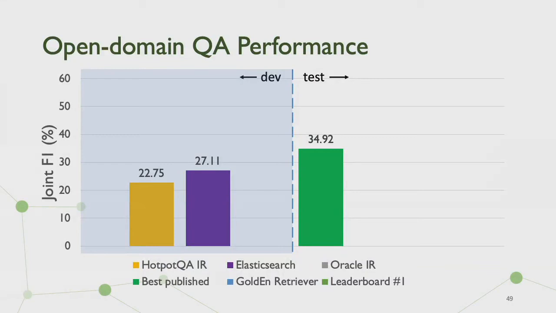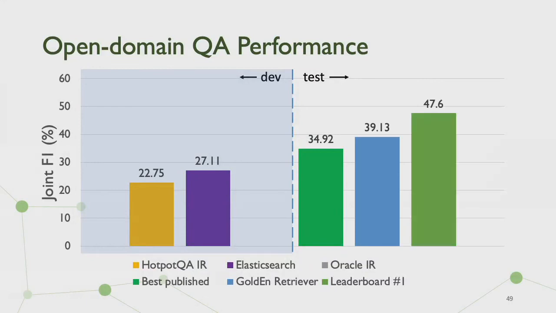So, yeah, like I was mentioning, Elasticsearch is not enough to make up the difference between the state of the art at the time, the best published paper result at the time, and our question answering component. If we just apply our iterative retrieve and read approach, we can improve on the previous state of the art by 4% joint F1. But this, unfortunately, was beaten very soon by a contemporaneous work on this dataset. But I'll take a look into that later in the next slide.